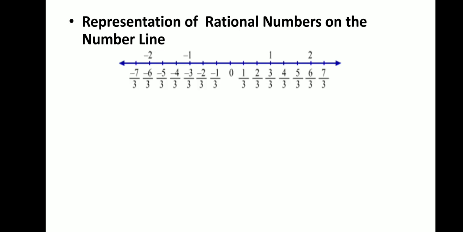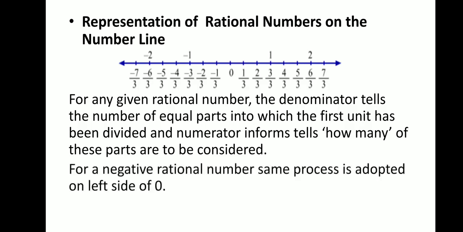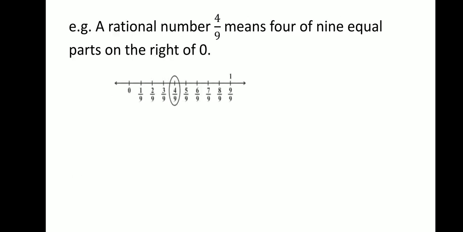Now, to make or represent a rational number on the number line, we need to make this point clear in our minds. For any given rational number, the denominator tells the number of equal parts into which the first unit has been divided, and the numerator tells how many of these parts are to be considered. For a negative rational number, the same process is adopted on the left side of 0. Let us understand this with the help of an example.